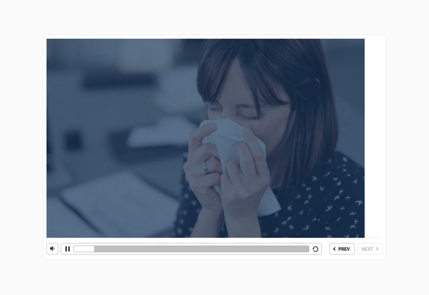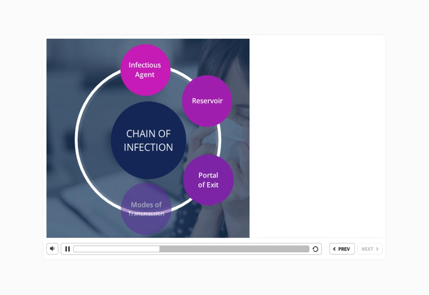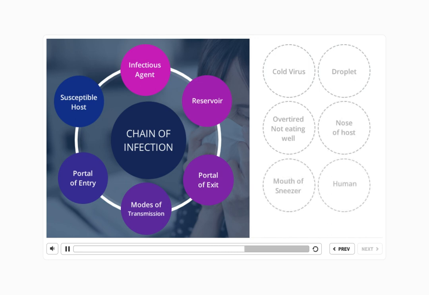So remember that by knowing the chain, you can then start to think about ways to break the chain, and some are really easy. Match the link in the chain by dragging each link and dropping it into the correct box on your right. In this case, someone sneezes and sends droplets out of their mouth. Follow the path.